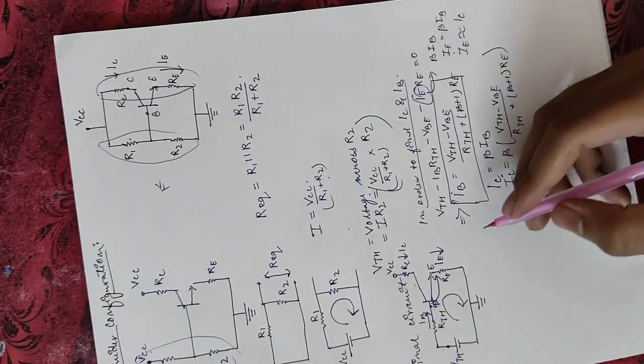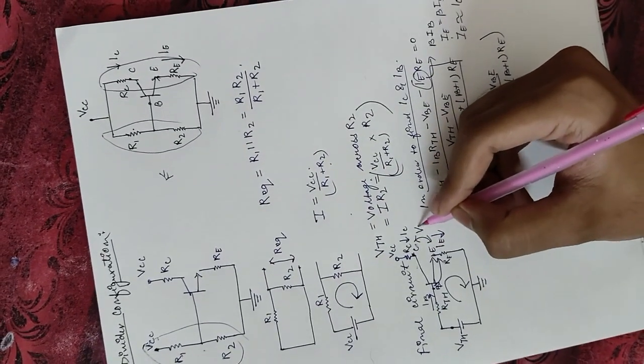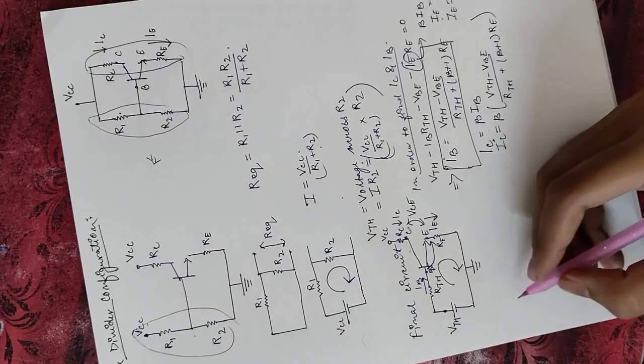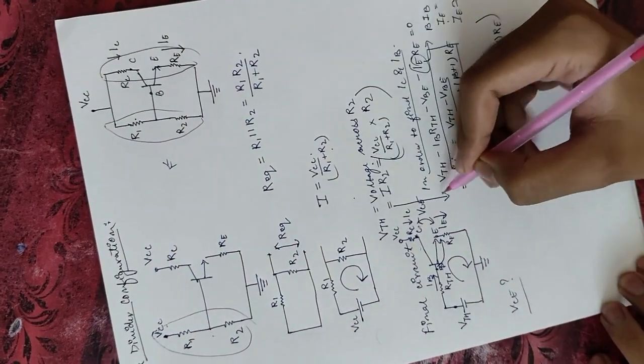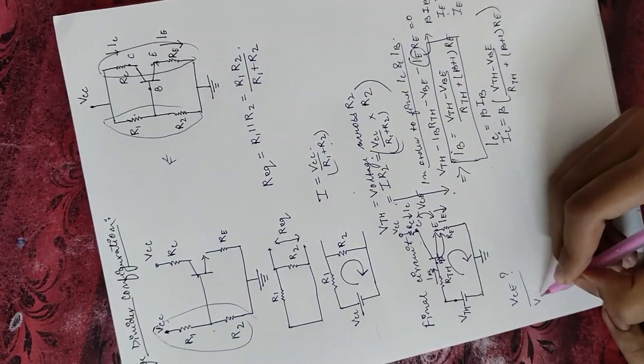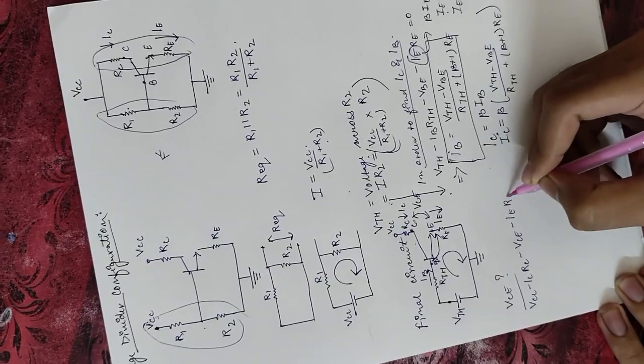And the final thing left is, what is VCE? VCE is this portion, this point is C, and this portion is VCE, voltage across points C and E. So to find VCE, we are going to apply open loop KVL from this point to this point, which will be equal to VCC minus IC RC minus VCE minus IE RE equal to 0.